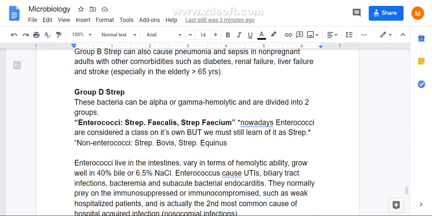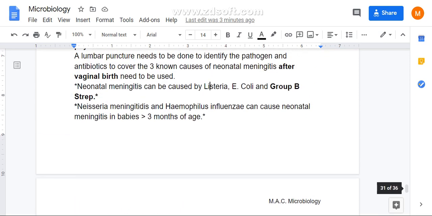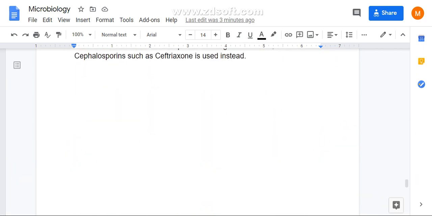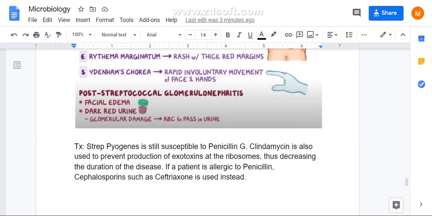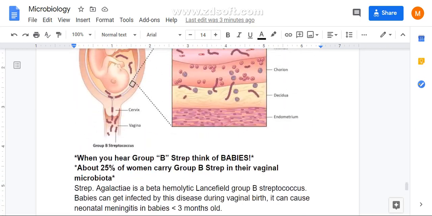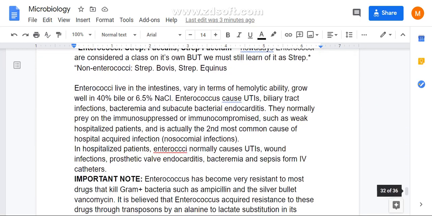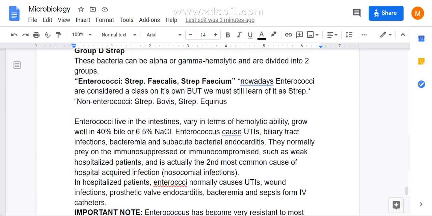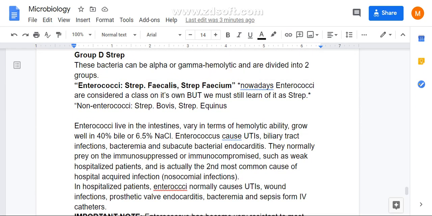So you already went through the A, B, and D's, the Lancefield antigens. We went through Strep pyogenes up there, B strep and D strep, and these are all the Lancefield antigen strep you need to know. The A, B, D. These bacteria can be alpha or gamma hemolytic. So either it's going to completely lyse red blood cells, or it's not going to do it at all, right? And it's divided into two groups: the enterococci and the non-enterococci.